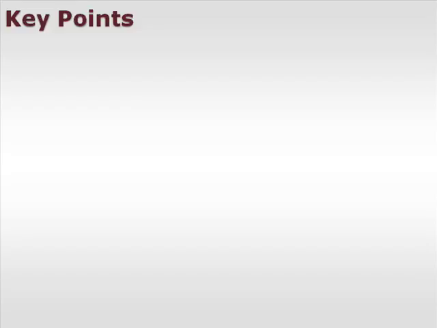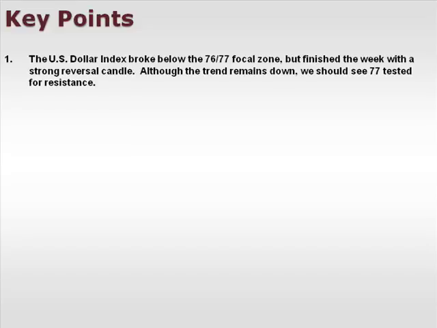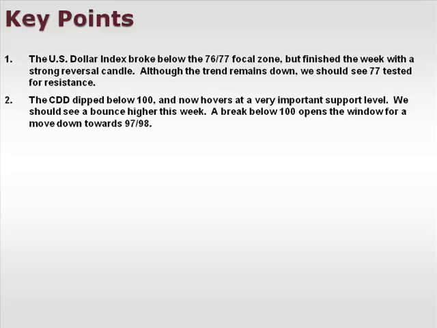Let's take a look at a few of our key points. First of all, the U.S. dollar index broke below the 76-77 focal zone, but finished the week with a strong reversal candle. Although the trend remains down, we should see 77 tested for resistance. The CDD dipped below 100 and now hovers at a very important support level. We should see a bounce higher this week. A break below 100 opens the window for a move down towards 97.98.